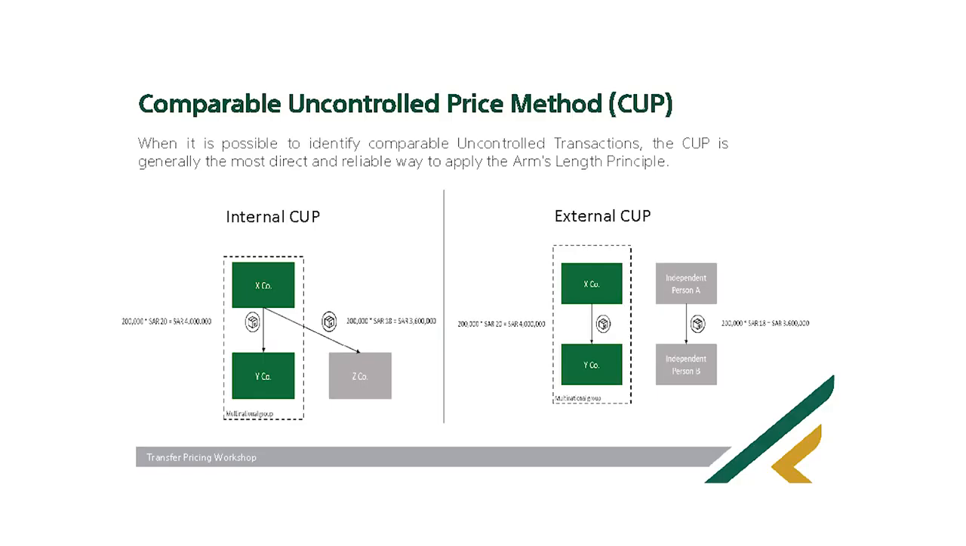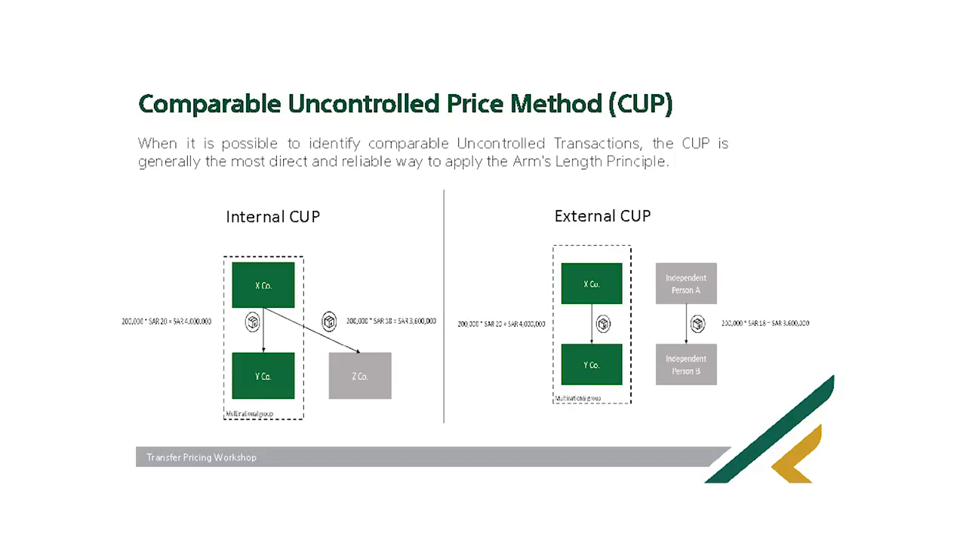So let's assume we have a company that belongs to a group, X company. They are selling umbrellas. They're selling 200,000 umbrellas for 20 SAR each. So they get 4 million SAR for this intragroup transaction. This is the TP transaction.